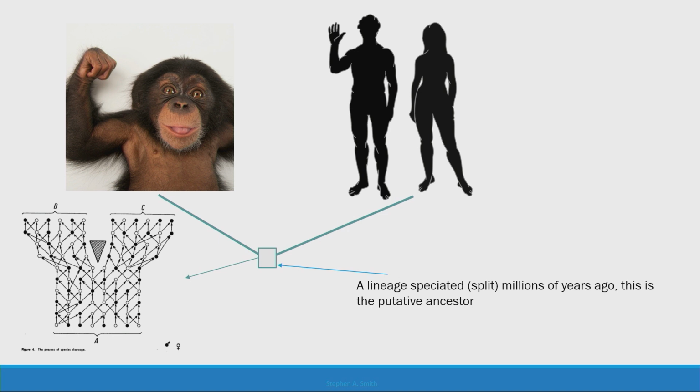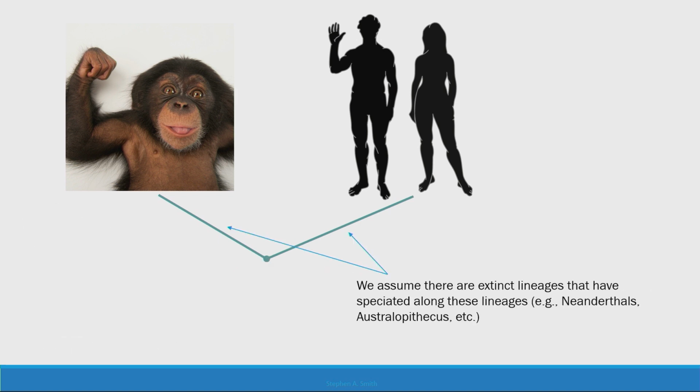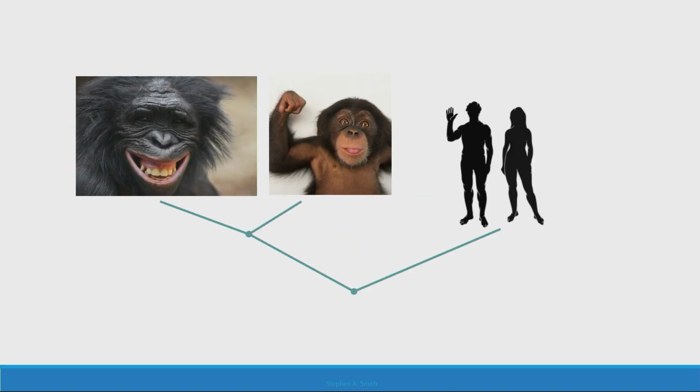So at that internal node, we assume that there was a speciation event. So there was a lineage that split into two lineages millions of years ago. So there's some putative ancestor. Underlying that, there are populations, there are individuals, there are genomes. And so we also assume that along these lines, we have extinct lineages that we don't see anymore. So we're thinking Neanderthals, Australopithecus, that kind of stuff. Now, this isn't exactly accurate. Chimpanzees are more closely related to bonobos than they are to humans. So this gives you an idea of phylogenetics and what we do.